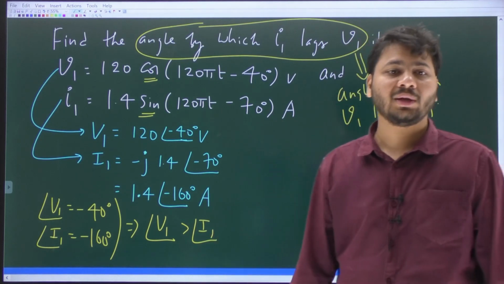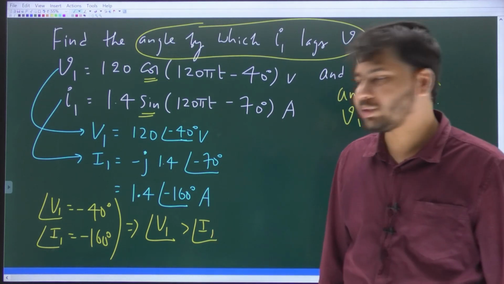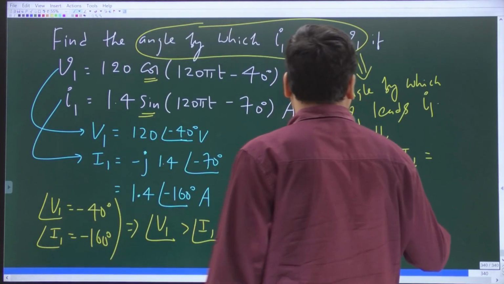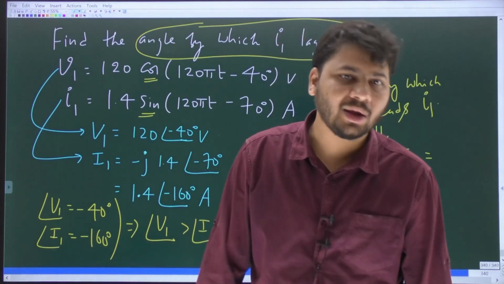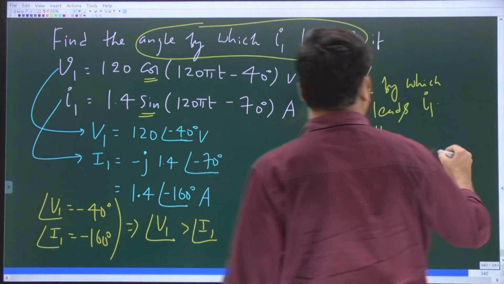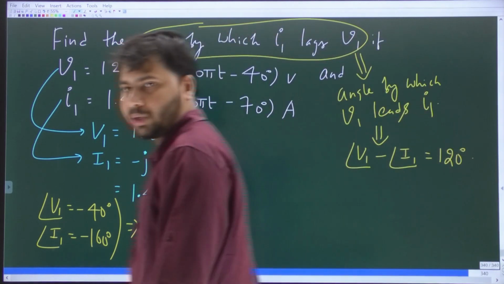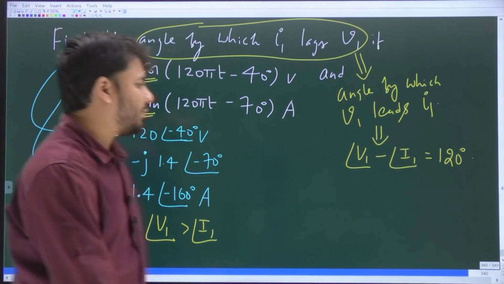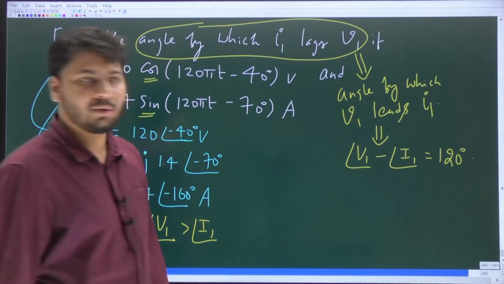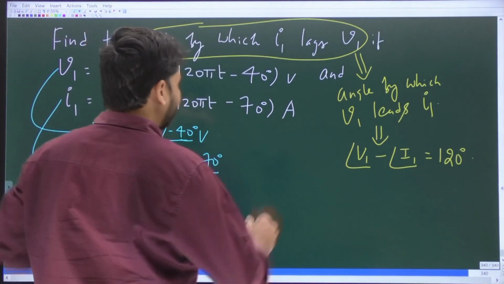That means in this case V1 leads I1. In fact, our answer is the angle of V1 minus the angle of I1, which is minus 40 minus of minus 160. Is it not 120 degrees? Did you also get 120? Yes, good. So what is the final conclusion? Voltage leads current by 120 degrees. That is the final conclusion.